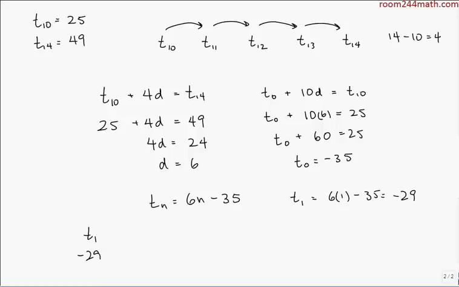Now if you're asked to find the first three terms, the easiest thing to do is just get one of them and just keep on adding the common difference. In fact, we didn't really need to use the formula since we already knew T0. We could have just added 6 to that. So T2 is negative 23, and T3 is negative 17. But, you know, we can find T100, for instance. It's just 6 times 100 minus 35, which is 600 minus 35, which is 565. And any term in the sequence can be found in this way.